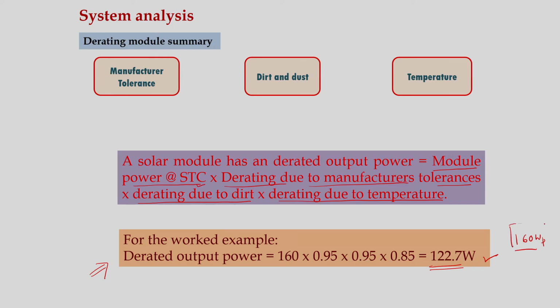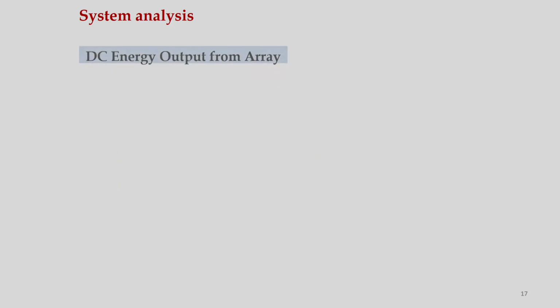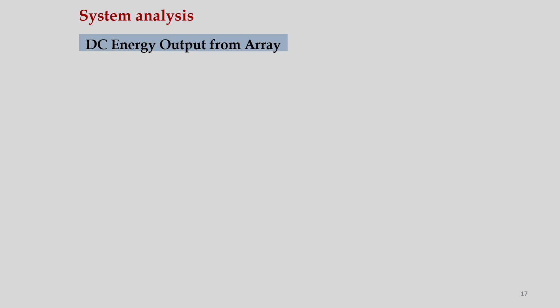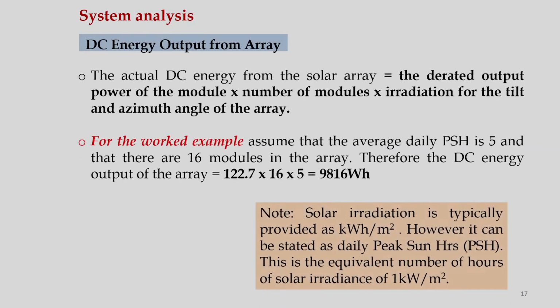Now, having considered 3 derating factors, manufacturer tolerances, dirt and then temperature, this 160 reduces to 122.71. You can see this is a significant reduction of power output. So, now we will move to the DC energy output from the array.